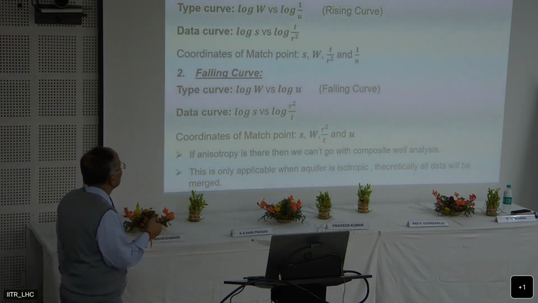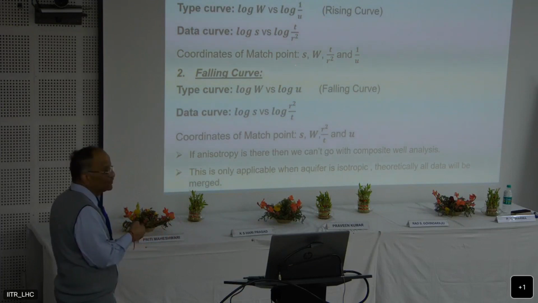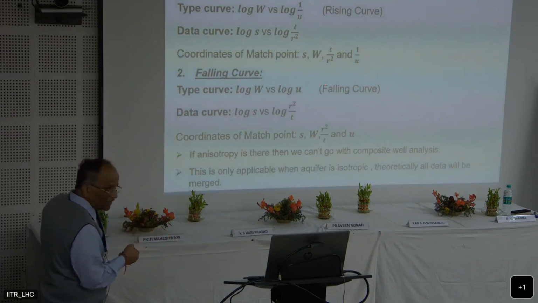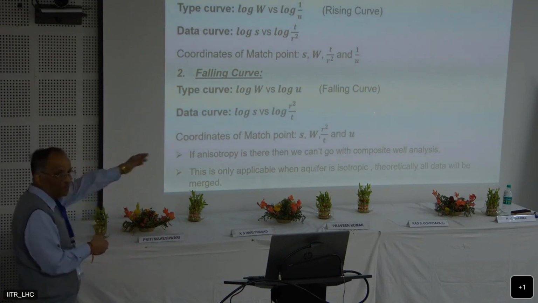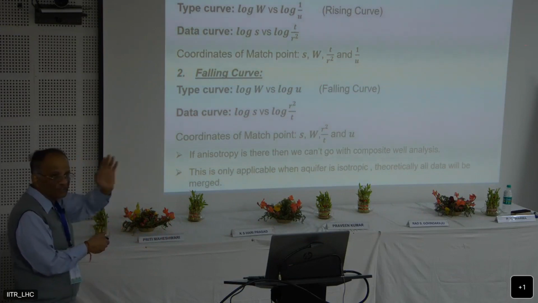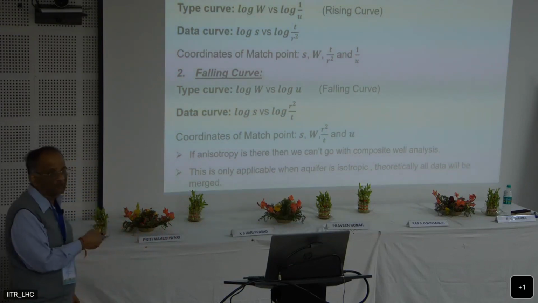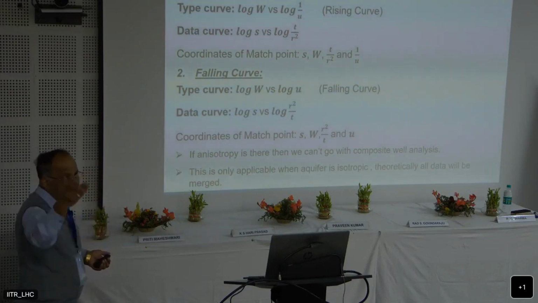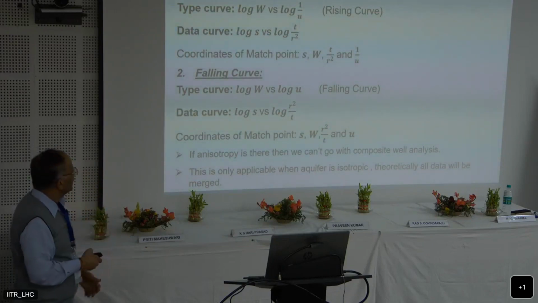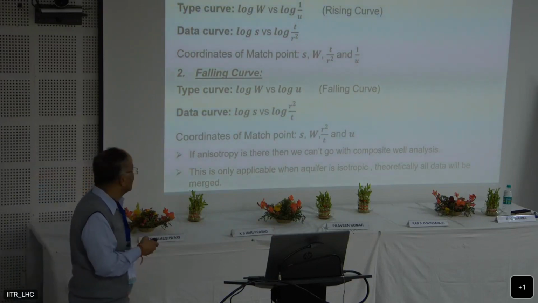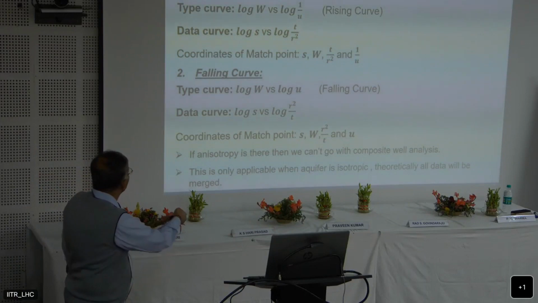If I plot 1 by U, this will be a rising curve, but if we use log U, that will be a falling curve. Usually we follow this: we plot W versus 1 by U as a type curve, because the drawdowns will be increasing with time. To be consistent, we plot W versus 1 by U rather than W versus U.